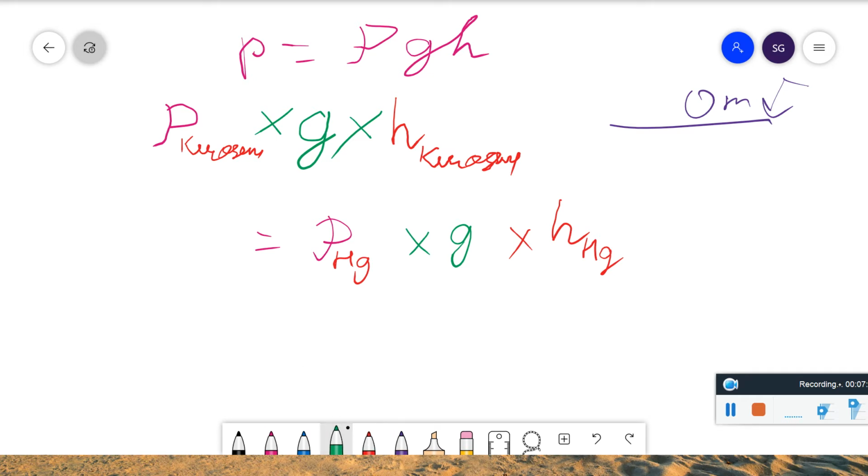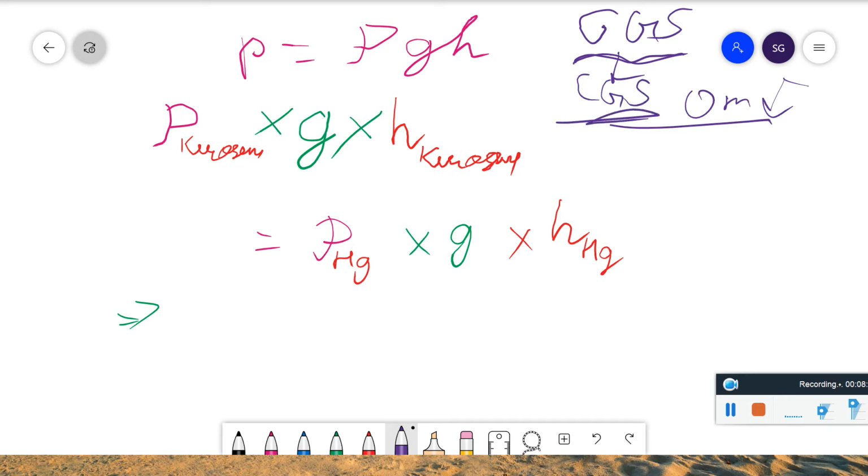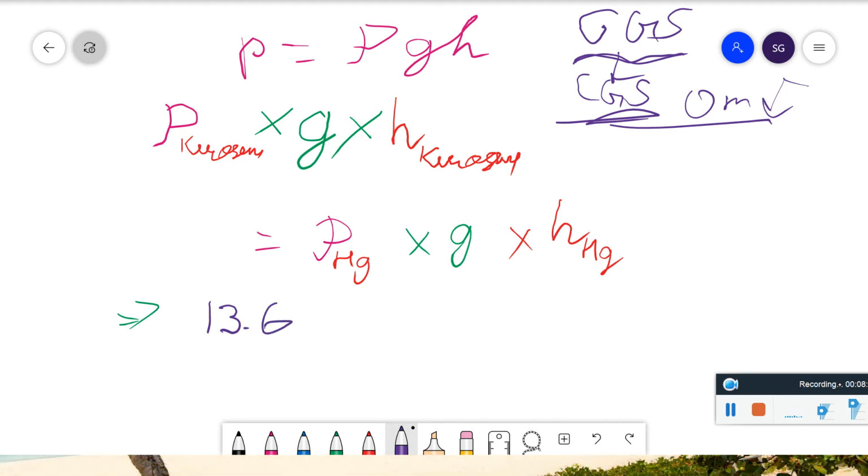So what you have to do is simply write this as rho. What is rho here? Rho of kerosene. Wait, one more thing. Here we are in CGS. Don't forget this. So our final answer will also be in CGS. So I am taking centimeter as the reference unit. Since 25 centimeter was given, I can take this, and rho of mercury is 13.6. I will tell you why it is 13.6. Don't worry about this.